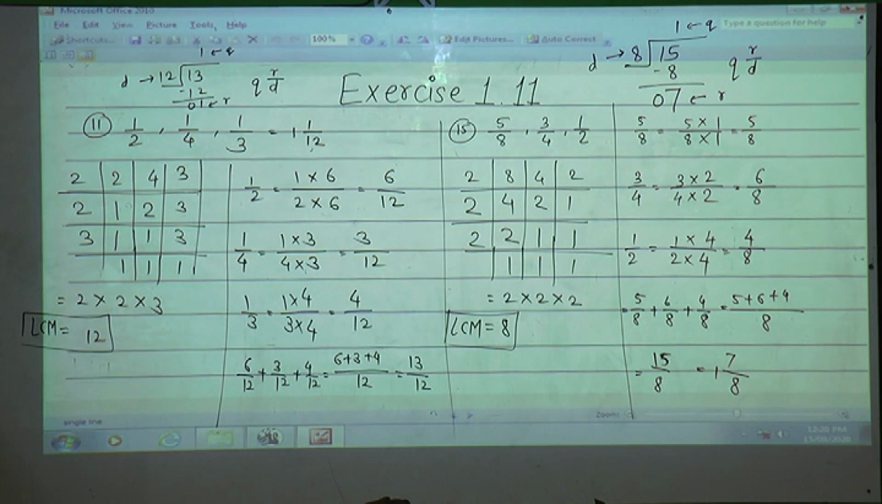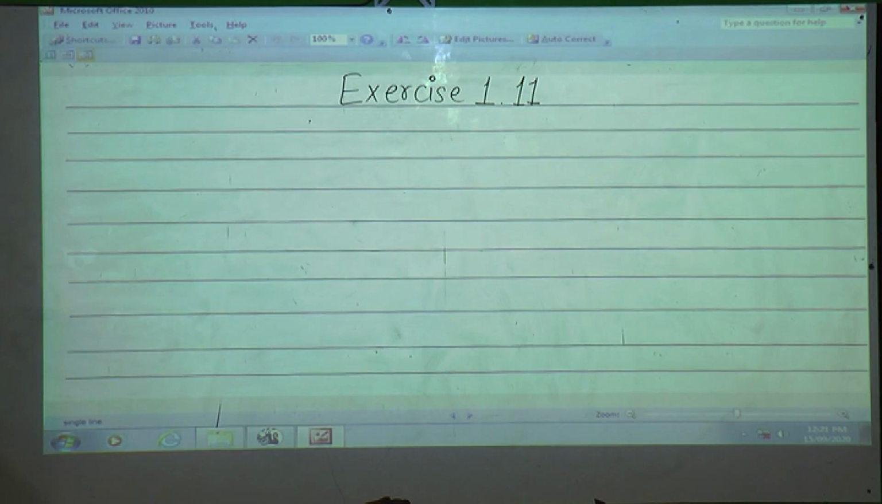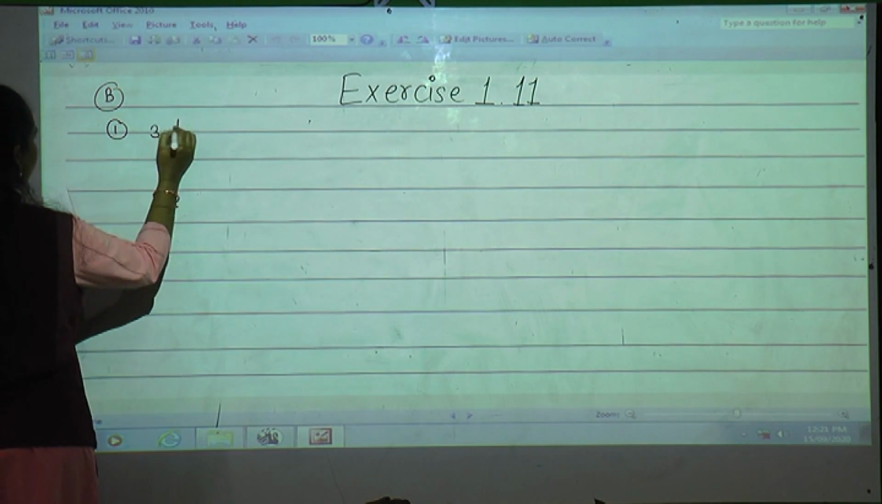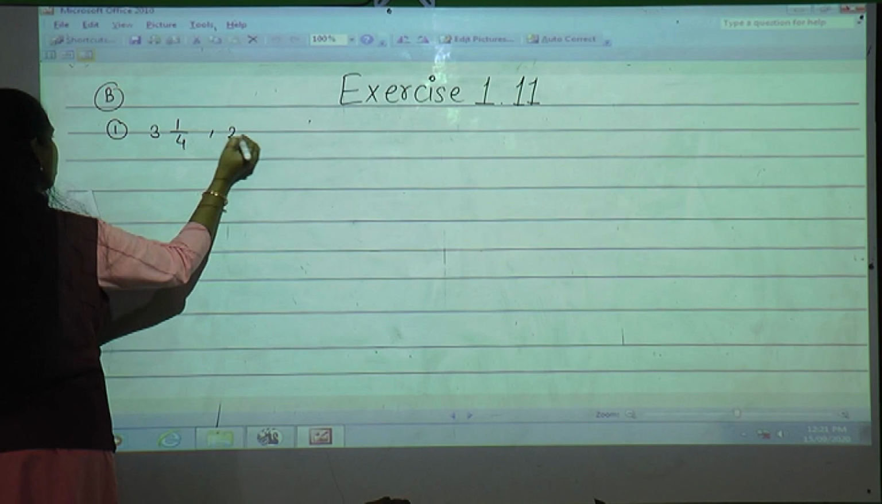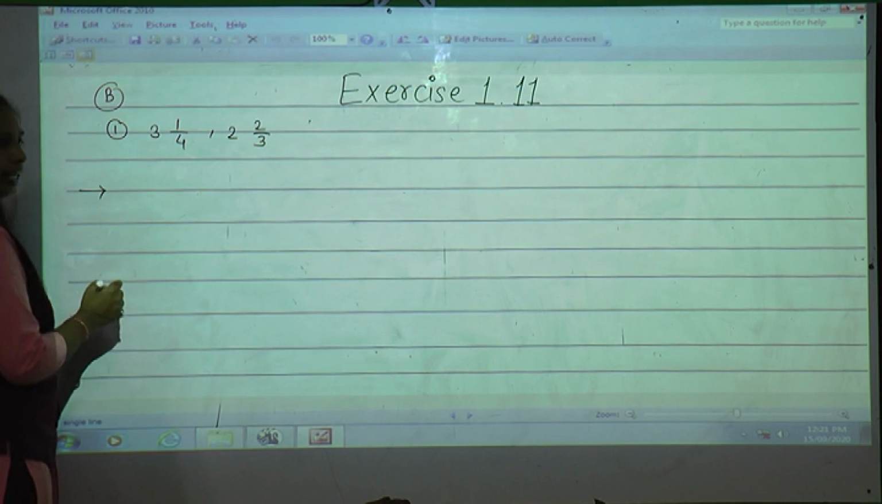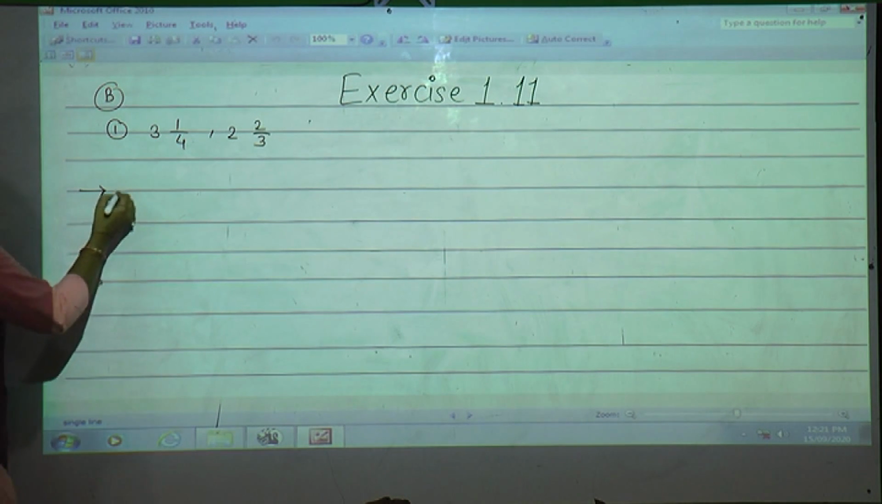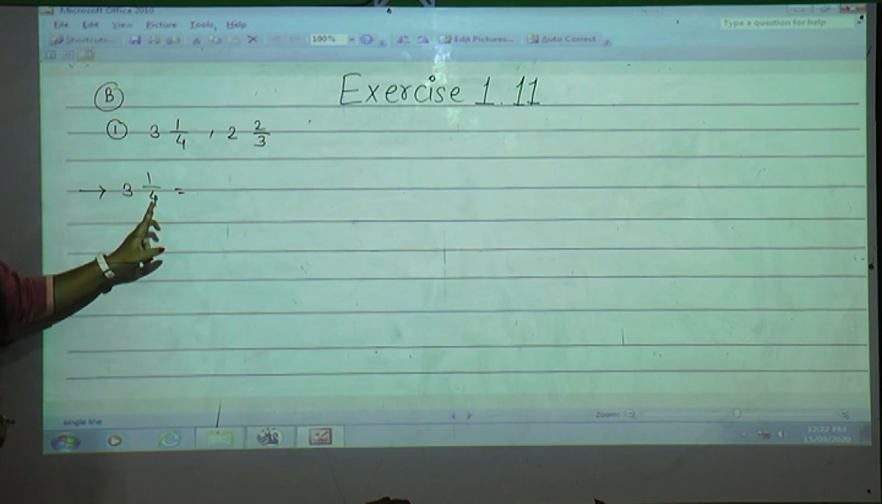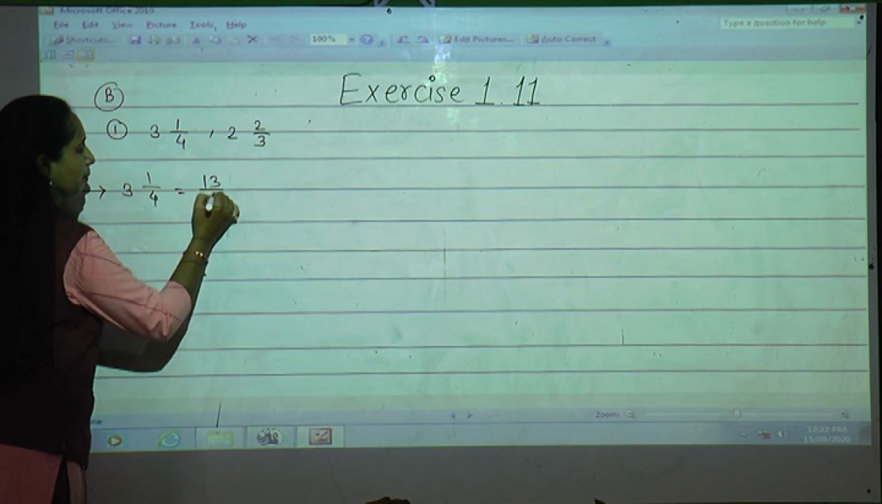Now we will start our B question. Now in B question, first one I will solve. What is the first question? 3, 1 by 4 and 2, 2 by 3. Now see students, they had given mixed fractions here. Now not to worry, just convert the mixed fractions into improper fractions. How we convert? See, 3 1 by 4 is equals to whole number multiplied by denominator and add numerator. Directly you do a, don't waste time. 3 4s are 12, 12 plus 1 is 13 upon 4.